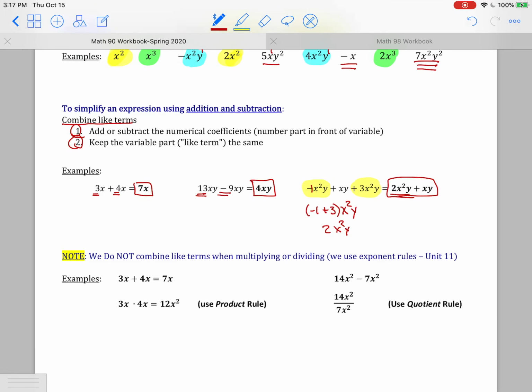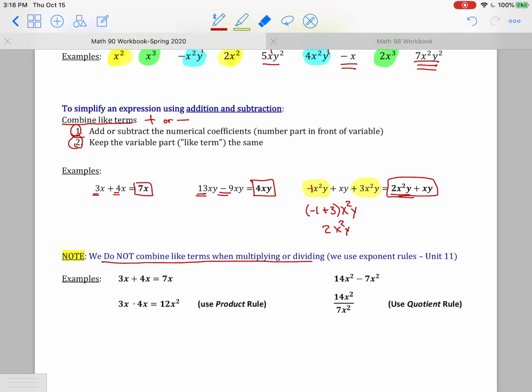Now this is actually really important. I want you guys to note that we do not combine like terms when we're multiplying or dividing. We only combine like terms with addition or subtraction. You notice when we were looking at those expressions, we had lots of stuff that was multiplied together, but they were almost held together like glue, right? And they were not separate terms.